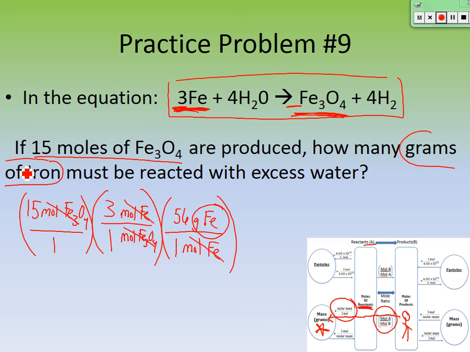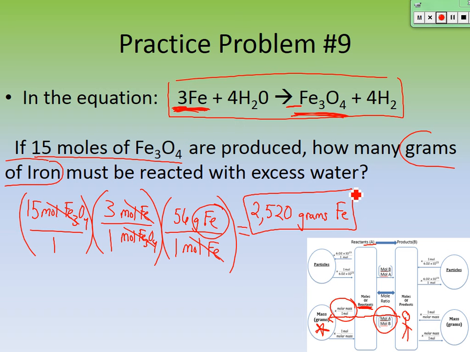So now it's a math problem, right? Okay, so let's do 15 times 3 times 56. Are you guys getting this? 2,520. On the bottom, it's just going to be 1, so I'm going to keep that. What's my units? Grams of iron. Good. Grams of Fe. Okay, raise your hand if you got that before I solved it. Good job.